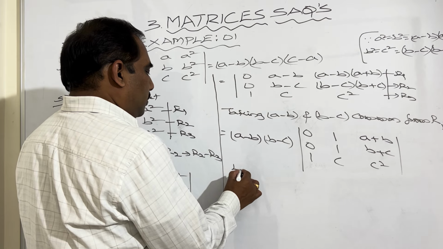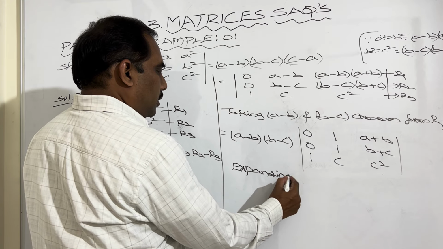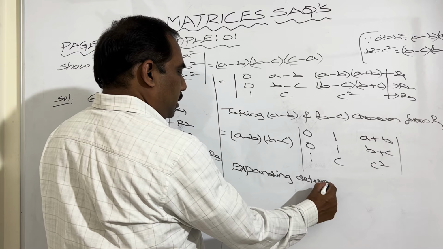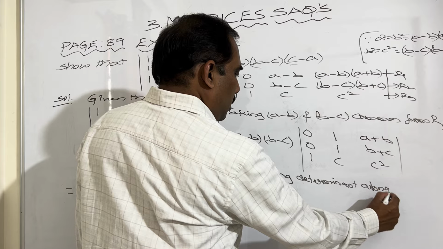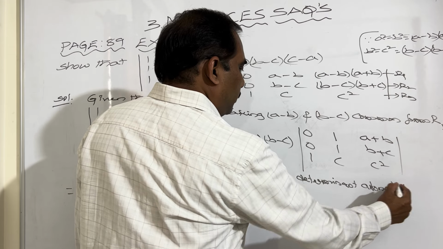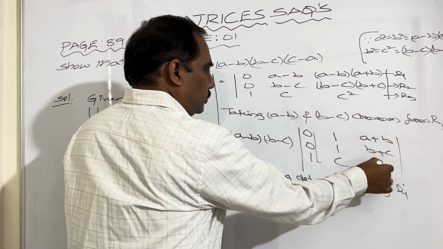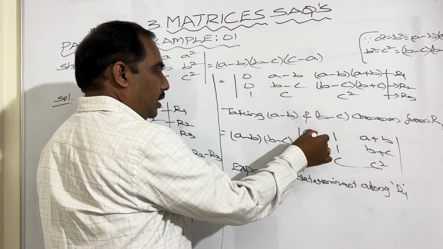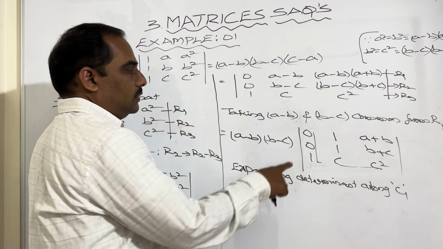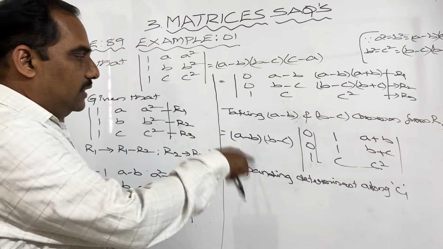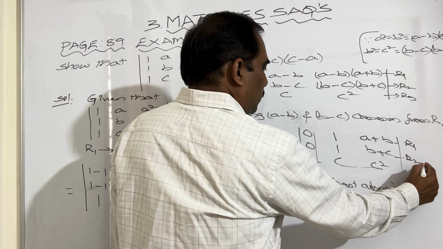Now expanding the determinant along R1, see here. If you expand the determinant along C1, this is not R1, it's C1. See here, this is the first column, no? So that's why expanding the determinant along C1, this is C1, this is R1, this is R2, this is R3.